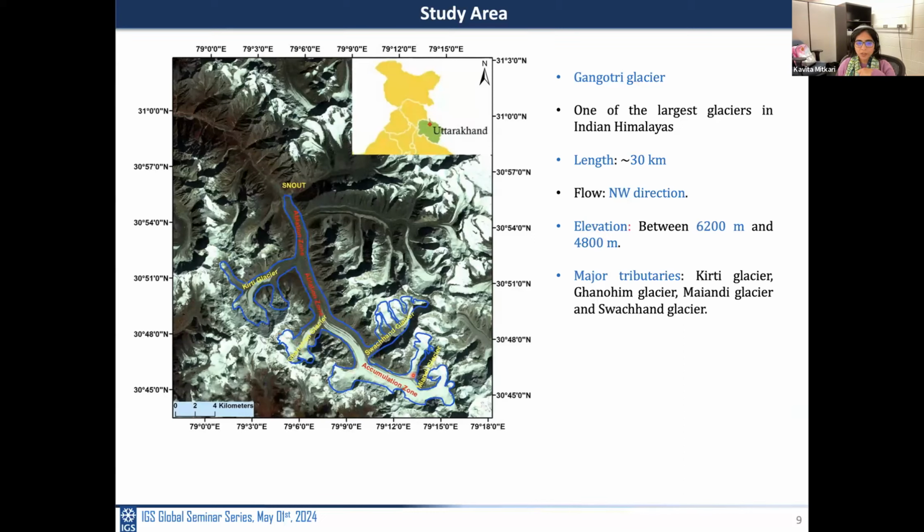It has 4 major tributaries, and this is the lower ablation zone of the glacier, this is the mid ablation zone of the glacier, and this particular portion forms the accumulation zone of the glacier. So the glacier flows from this to the snout, and it flows towards the northwest direction. It is also one of the largest glaciers. No, not the largest, I would say the longest glaciers, having an approximate length of 30 kilometers.